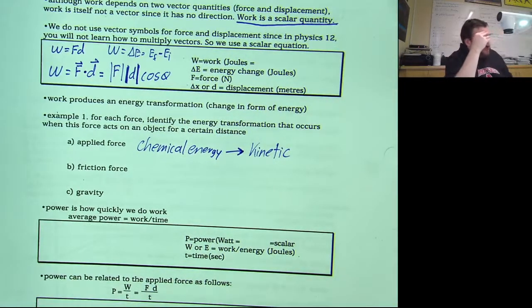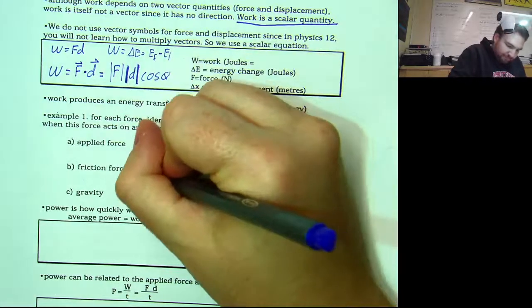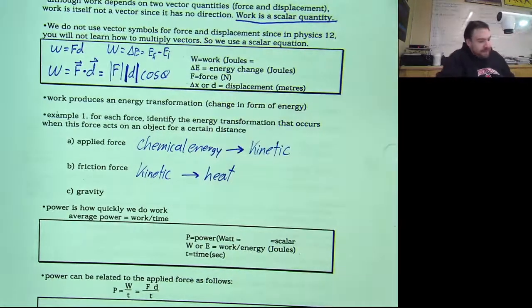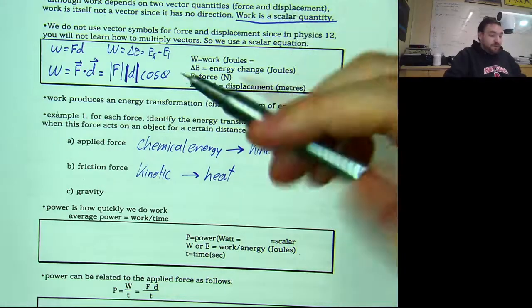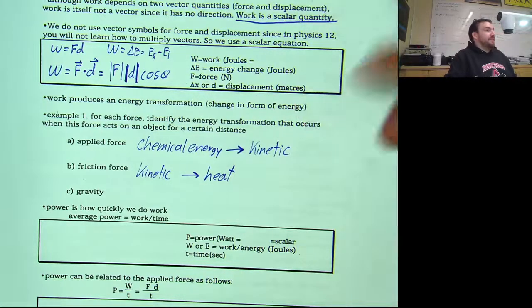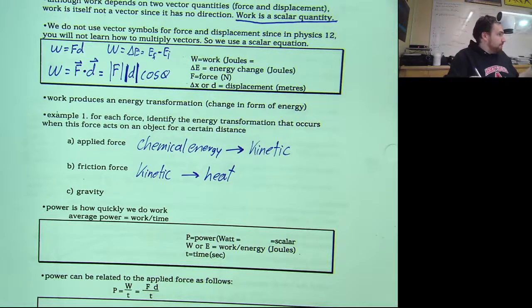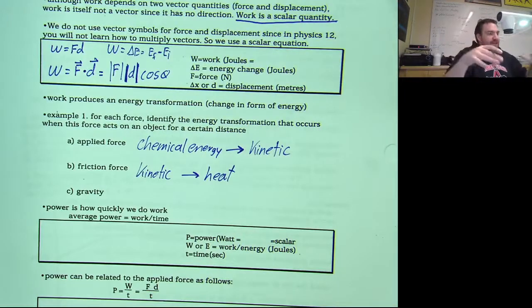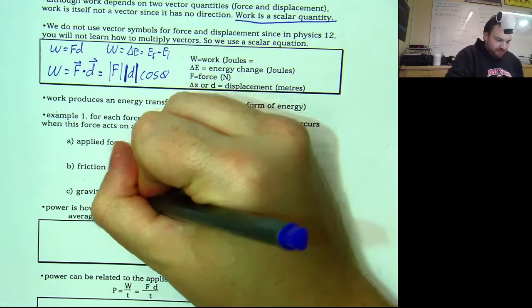Friction does what? Friction converts what kind of energy into what other kind of energy? Kinetic into heat. And gravity, which we're going to look at how gravity is not actually a force, but we're not there yet. Gravity takes what kind of energy and turns it into what other kind of energy? Yeah, it takes potential energy, the idea that energy could eventually happen, and gives it kinetic energy.